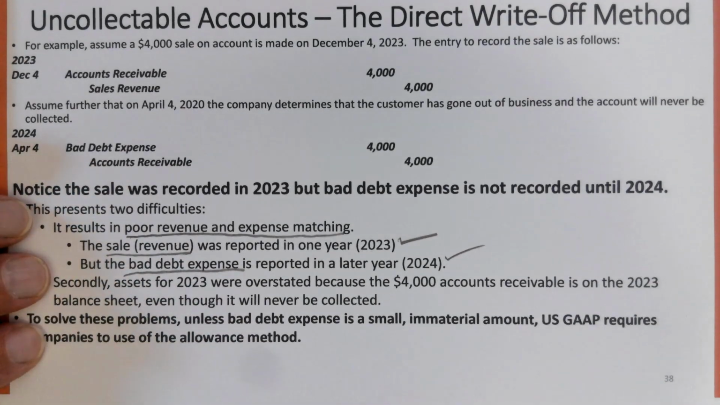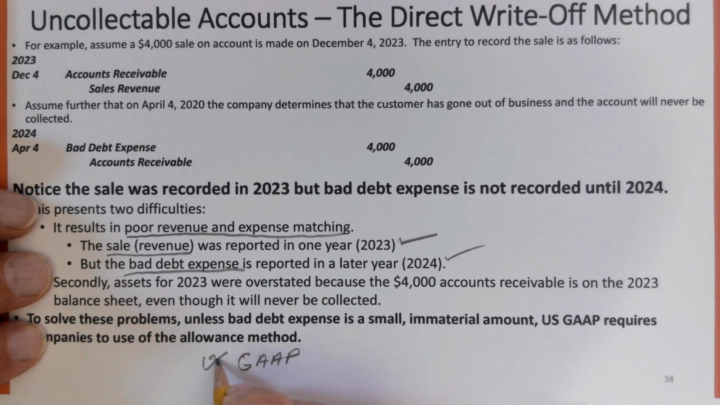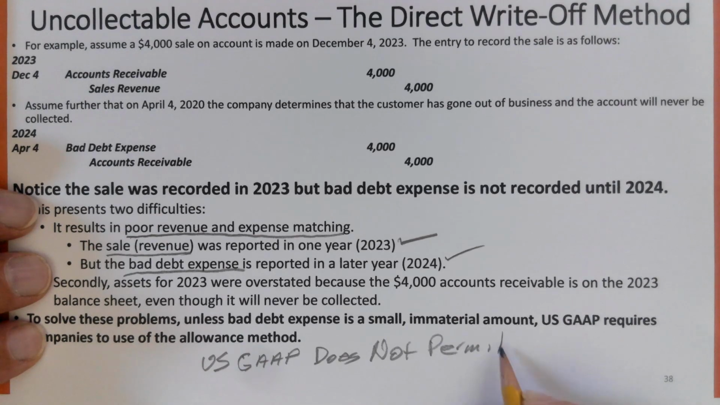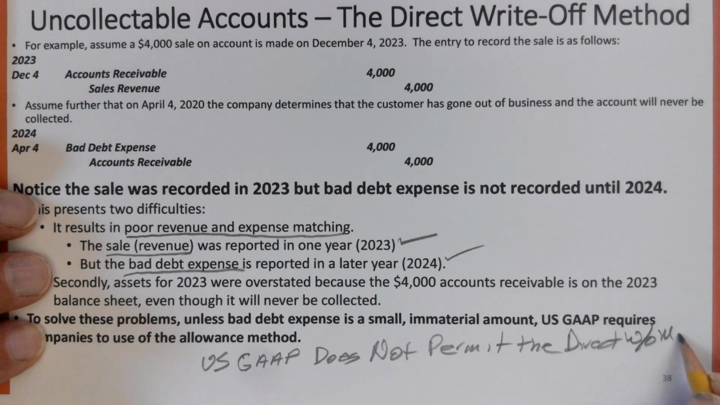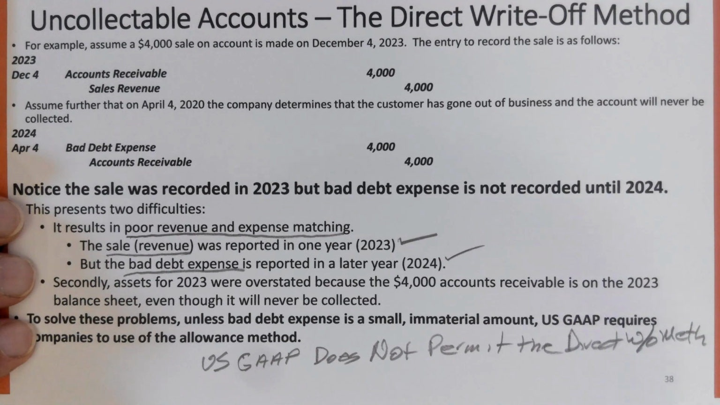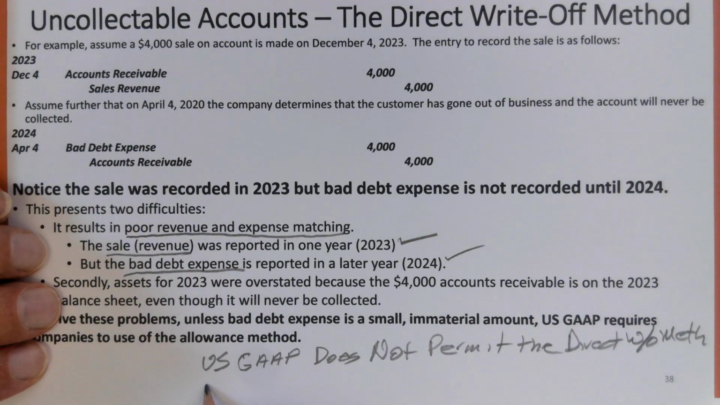Let me slide this up a little bit here. U.S. GAAP does not permit the direct write-off method. Now, if your accounts receivable and your write-offs are tiny, then you can get away with it. But if you have significant accounts receivable and bad debt, you can't use the direct write-off method. Now, for tax purposes, the U.S. IRS, the Internal Revenue Service, requires the use of the direct write-off method.